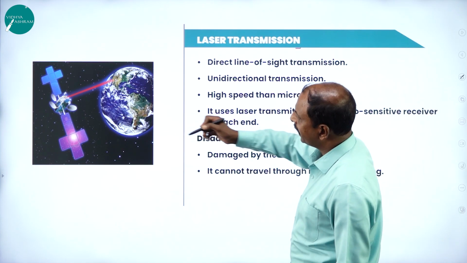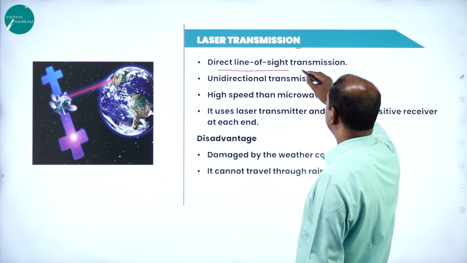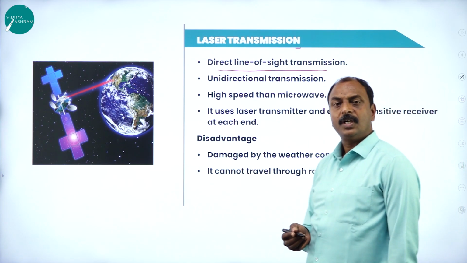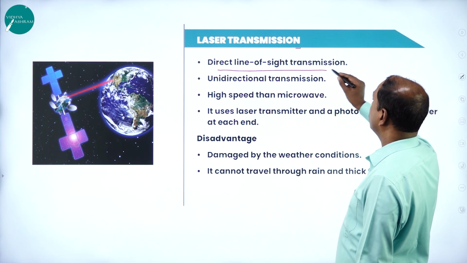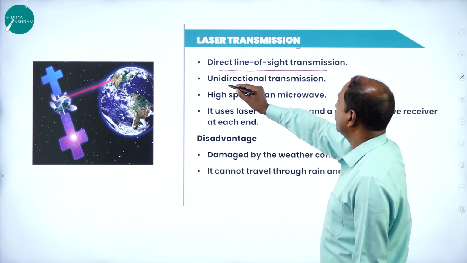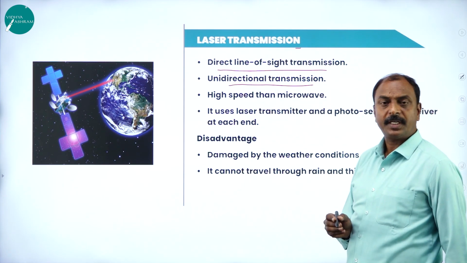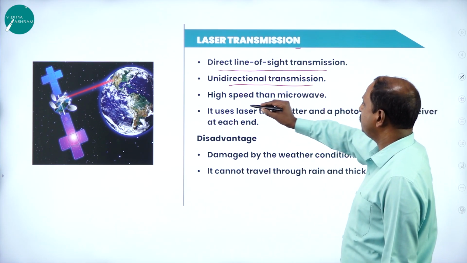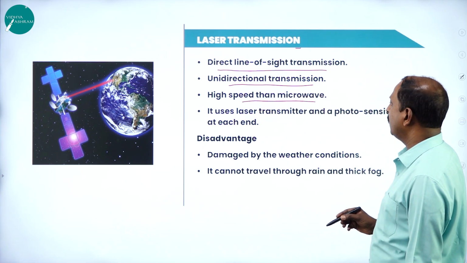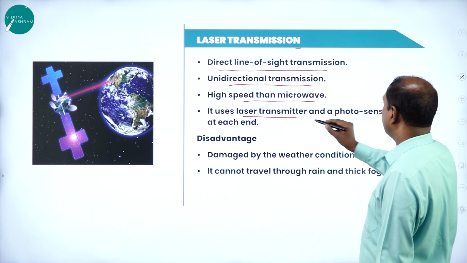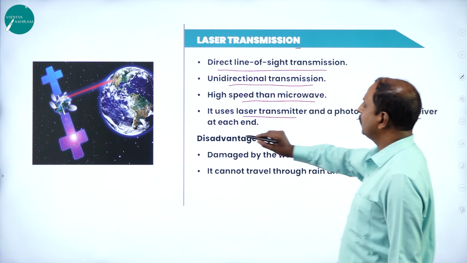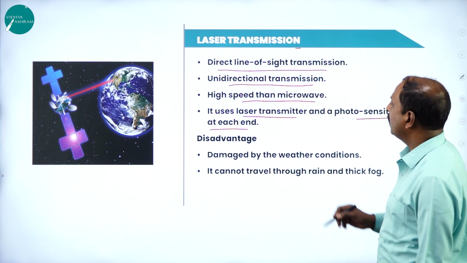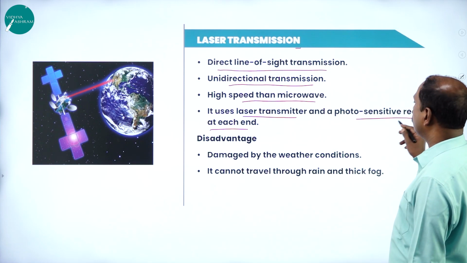Look at the diagram here, it is direct line of sight transmission. Laser light, you might have heard of laser light. It is a direct line of sight transmission, so unidirectional transmission. It goes in a straight line, in only one direction, and at higher speed than microwave transmission. It uses a laser transmitter and a photosensitive receiver at each end. So here we are using two devices: one is the transmitter, and one more is the receiver.